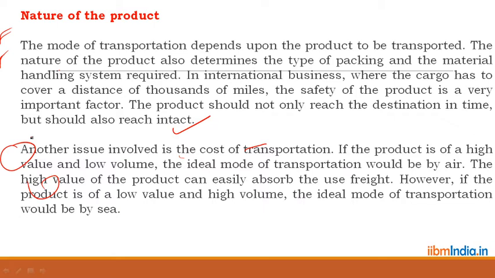However, if the product is low value and high volume, the ideal mode of transportation would be via sea. Because if your volume is very high and the product is low value, the air freight charges, whatever we are charging, will not be absorbed by the value. So we have to select according to the nature of the product. Accordingly, we choose the packaging, the logistics system, and the transportation. Got it? Any doubt?